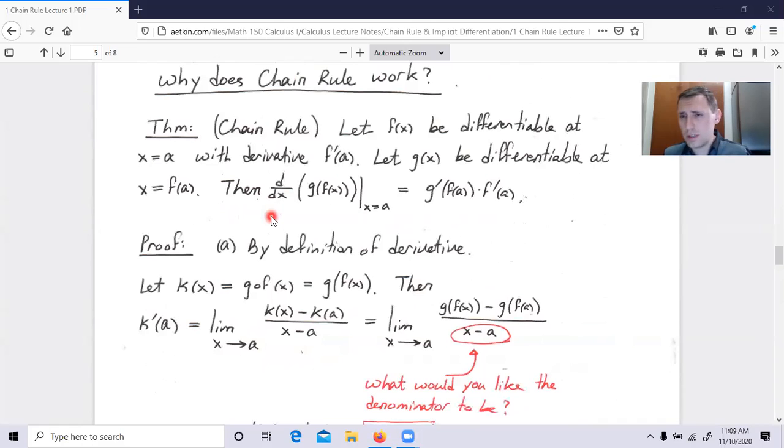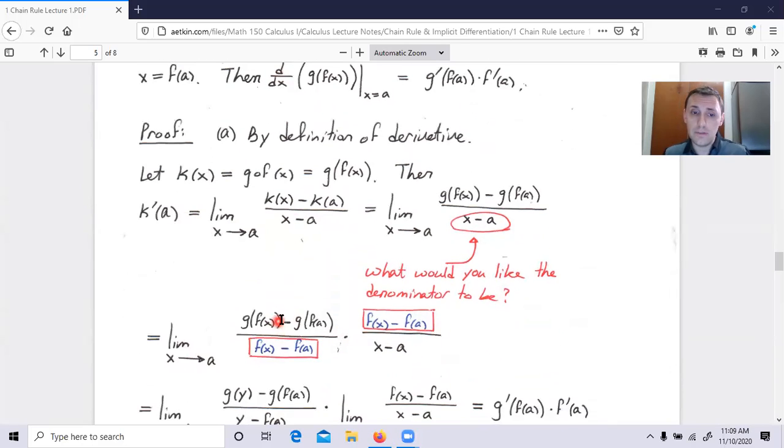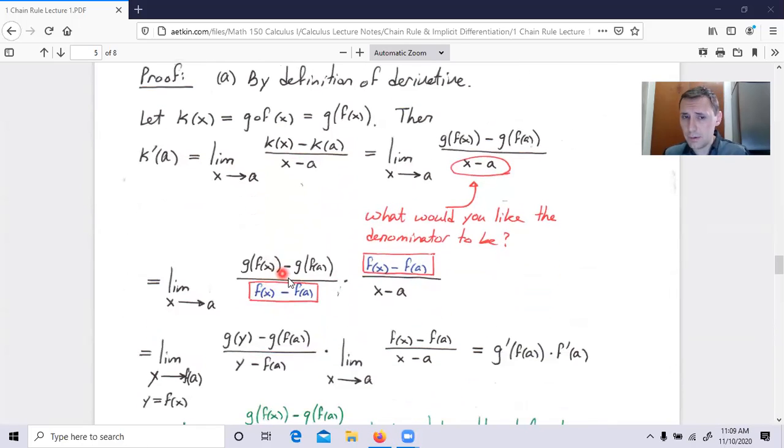And I try to explain why the chain rule works. It's all about this idea where you play with the derivative. The idea that some of you have realized is that when I see the limit as x goes to a, I want to divide by f of x minus f of a and multiply by f of x minus f of a, because that will generate the derivative pattern, okay?